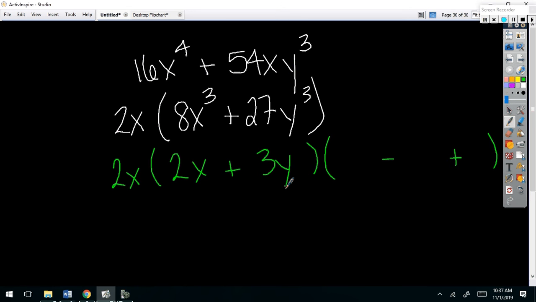Is this confusing to anybody? We're really just plugging into a formula is what we're doing. It's the opposite of cubing. If you go 8x to the third, how are you getting the 2x? What times itself 3 times gives you 8x cubed? So it'd be 2x.